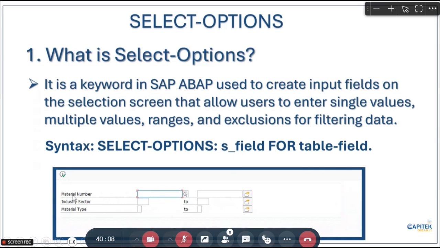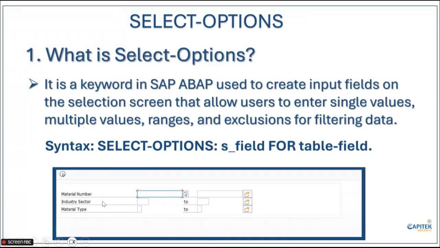If you see your material number, industry sector, and material type, as soon as you say select options material number for the field material number, you can see this is the lower limit. We call this the higher limit. Okay, the left side option which we have for entering the data, we call it the lower limit, and we call this the higher limit. Lower limit and higher limit. And you can see industry sector also has lower limit and higher limit. Also for the material type, you have lower limit and higher limit.